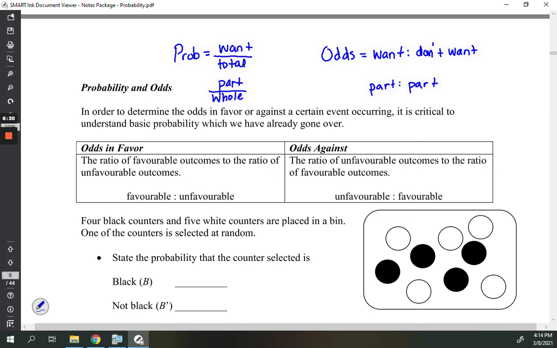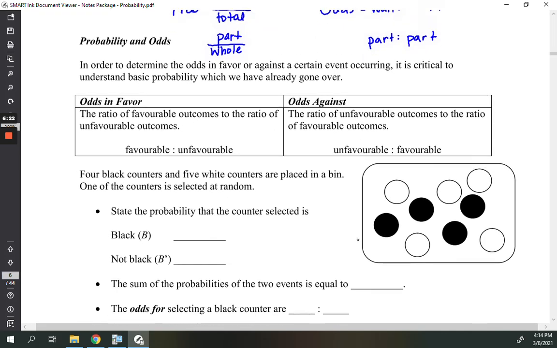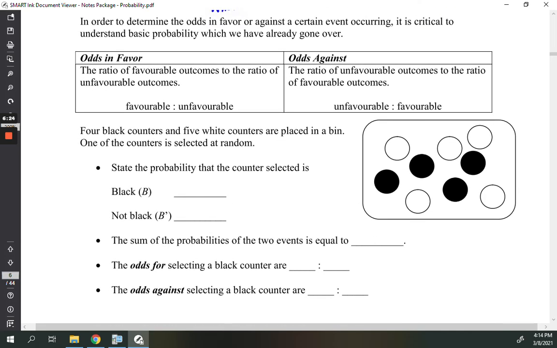So let's have a look at the next one here. We have 4 black counters, 5 white in a bin. We're selecting one at random. So we have to read carefully. We want to state the probability. So the probability that the counter selected is black, well, there's 4 black out of a total of 9 counters. So I know there's 4 out of 9 for my probability.